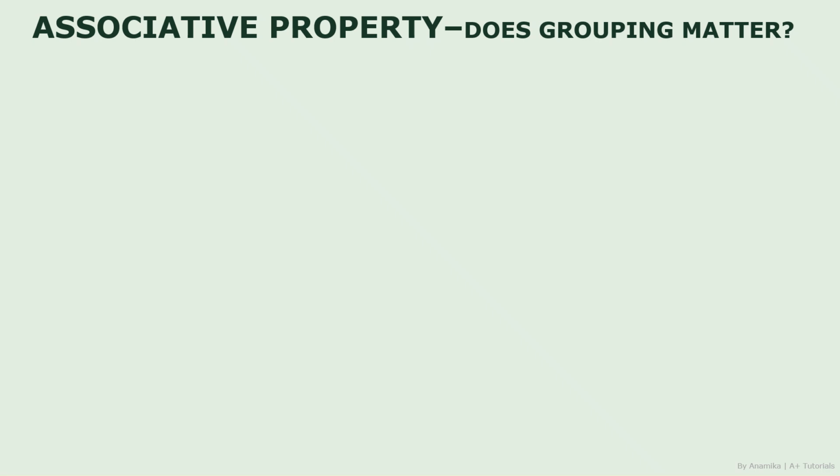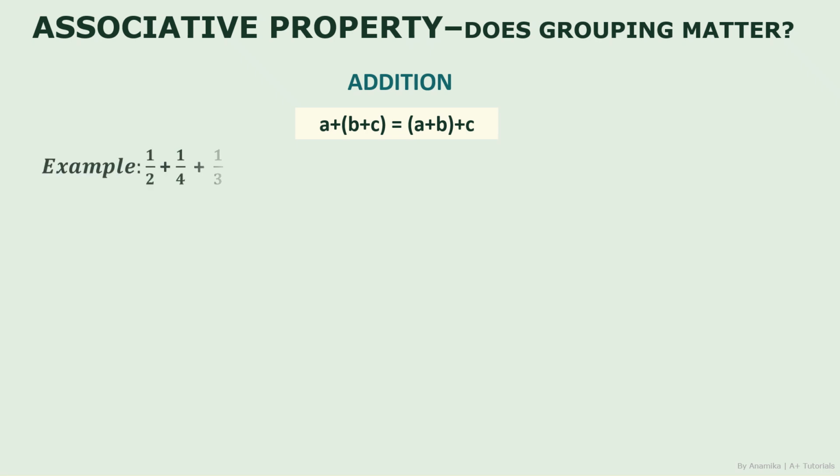Welcome back. In part 1, we covered closure and commutative. Now let's explore the associative property. If you have 3 or more rational numbers and you change how they are grouped using brackets without changing their order, does the final answer stay the same? Let's check this with an example.